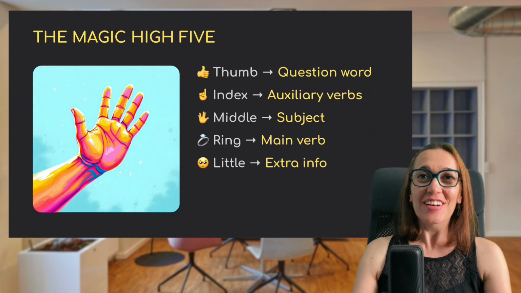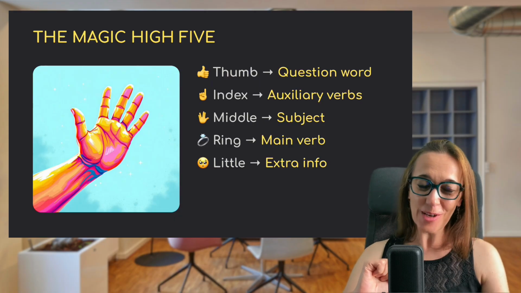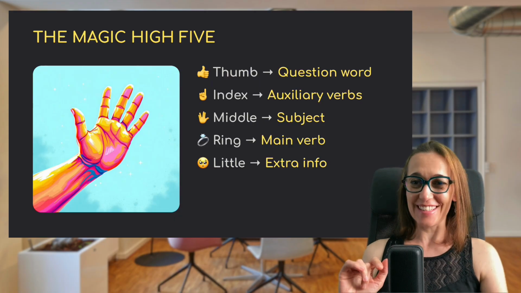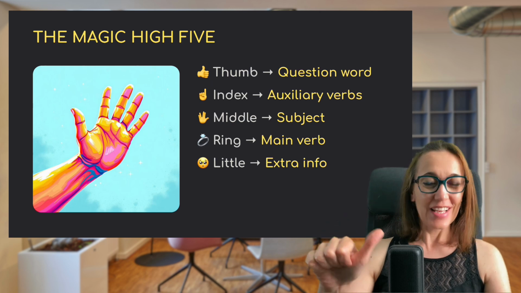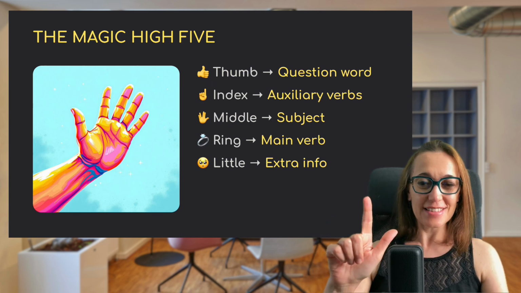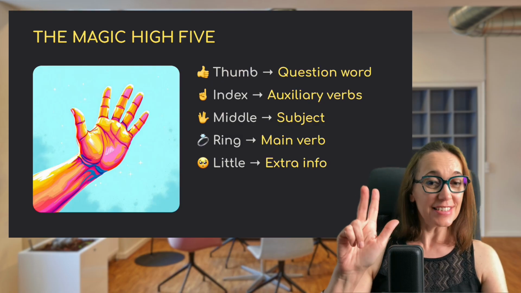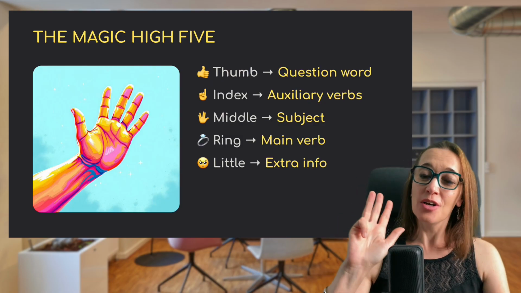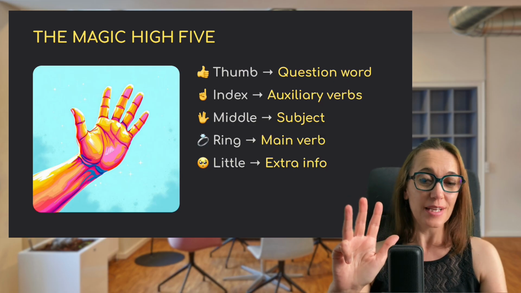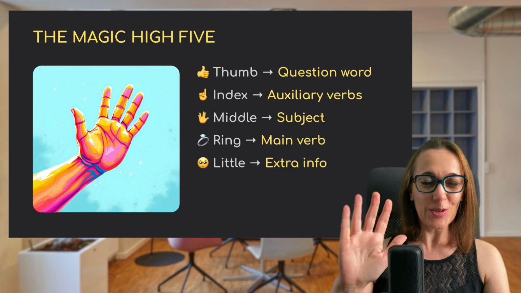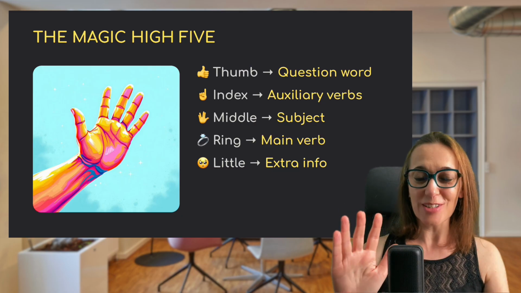Well, here we are with our magic high five. Look at the structure and the order of words in our question. Our thumb is the question word. Our index finger is the auxiliary verb, I mean the helper. Then the middle finger is the subject. Our ring finger is the main verb, the verb itself, and the little finger is all the extra information that we want to add to our question.